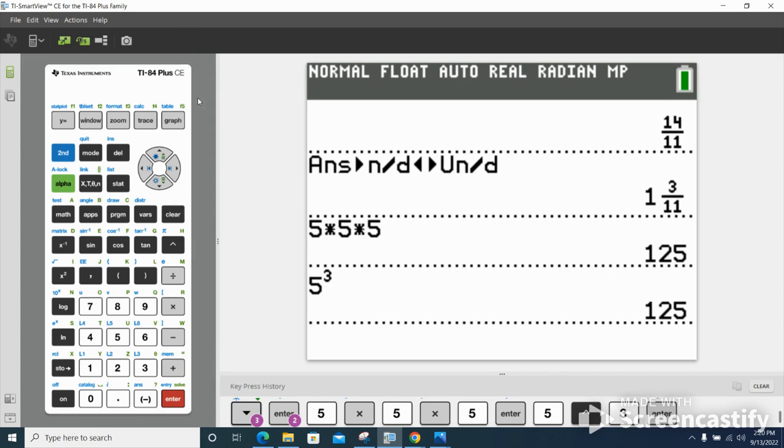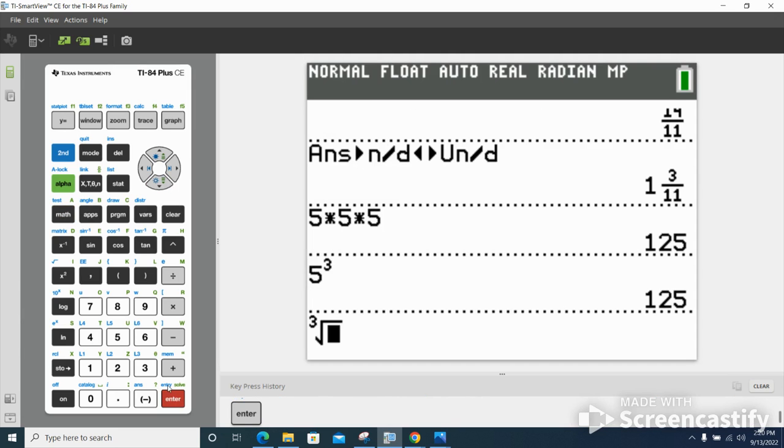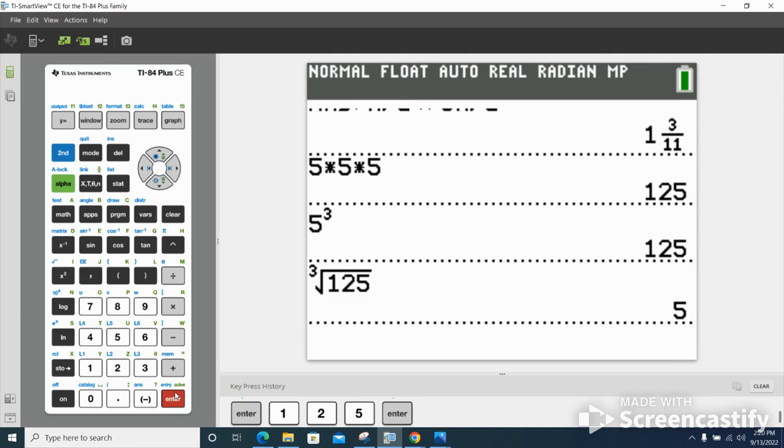of 125, I have to hit math. See how I have the cube root here? You see that? Option number 4. Hit enter. Enter in 125. Now, what do you think the answer will be when I hit enter? 5. Very good.